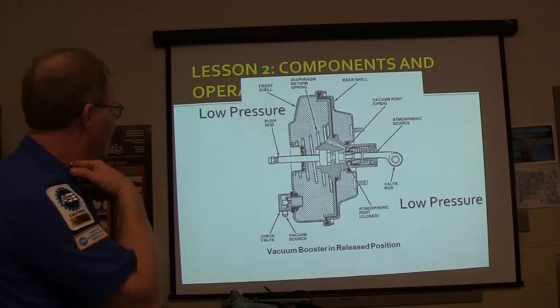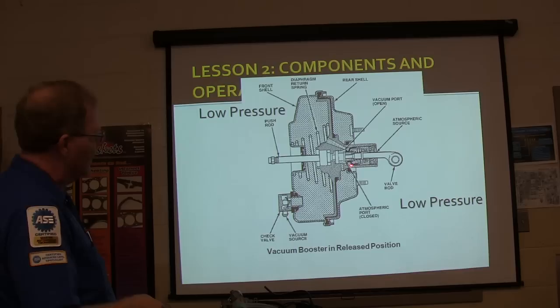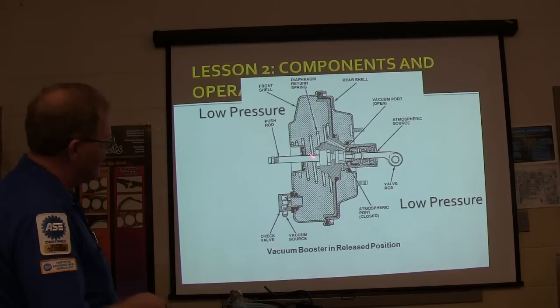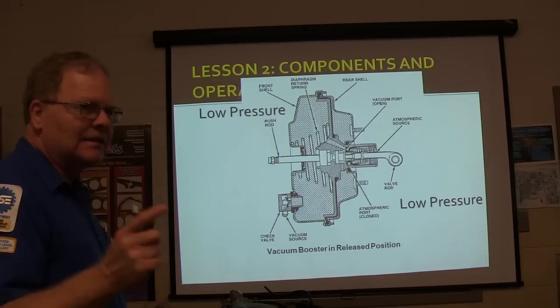All right, you got low pressure, everything is equal, there's no brakes being applied here. There's an atmospheric port inside this thing, and a vacuum port is open, so it lets vacuum be on both sides of the diaphragm. Now pay attention to what happens when I move on to the next slide.